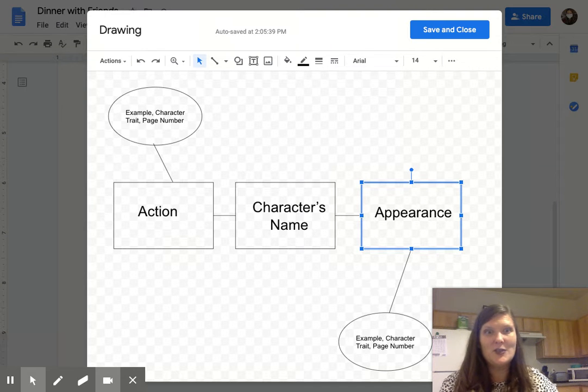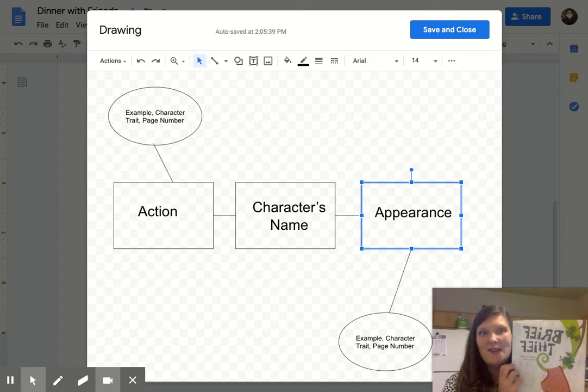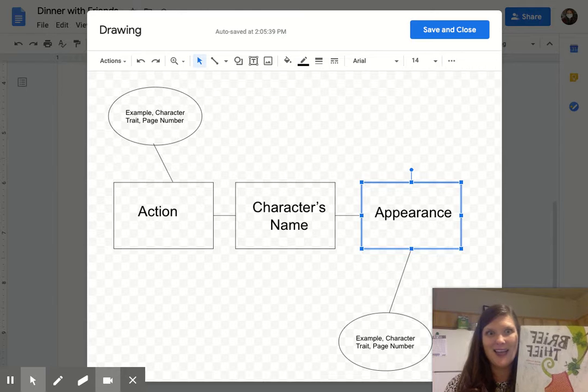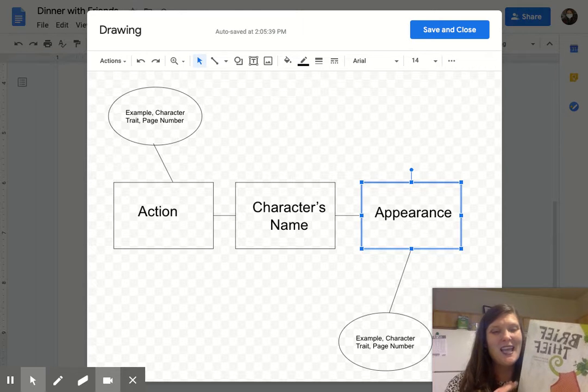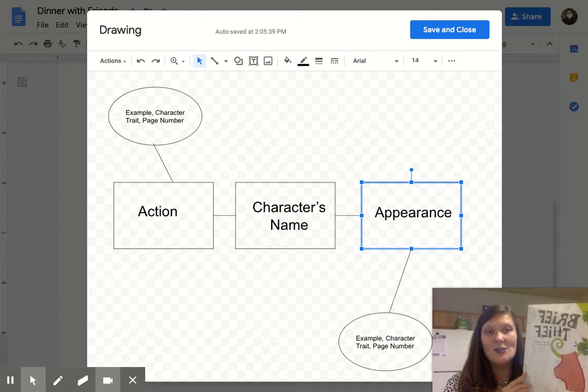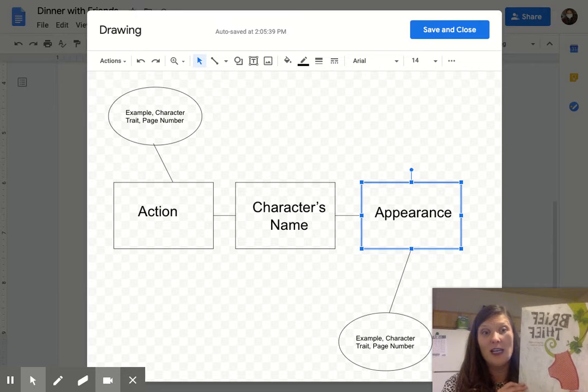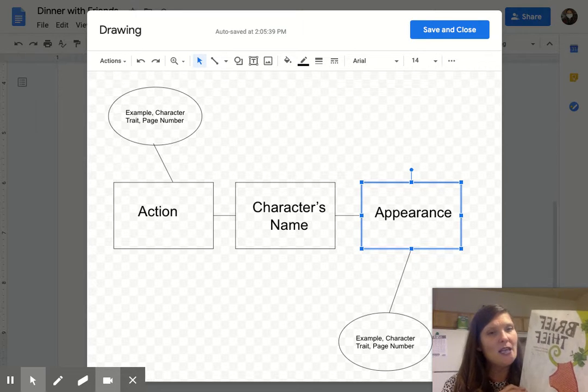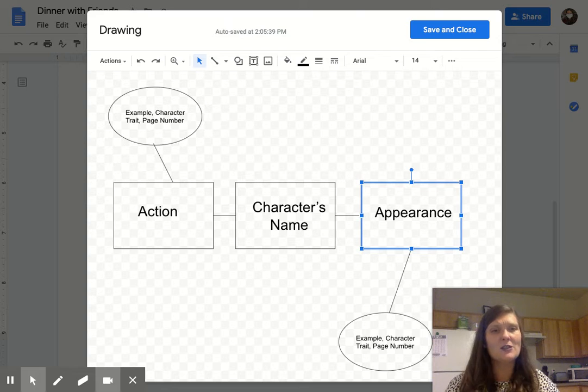So we just read this book, The Brief Thief. What'd you think? Did you like it? It was pretty funny, wasn't it? And so we are going to do this visual tool for a character in The Brief Thief. So let's think real quick now. Who were the characters in this book?